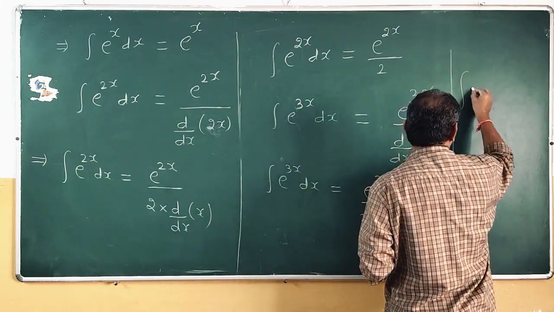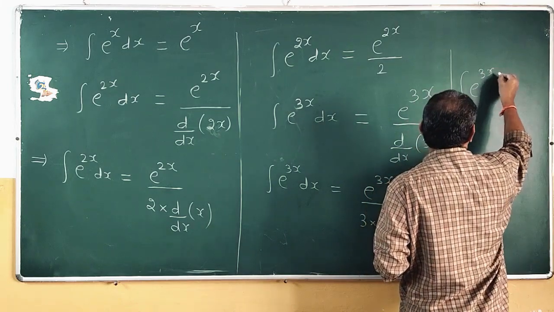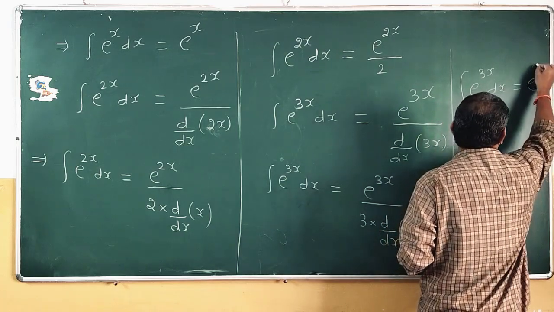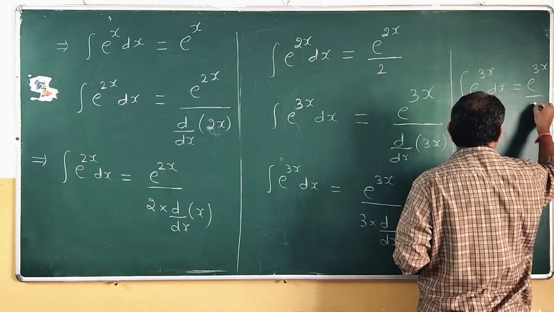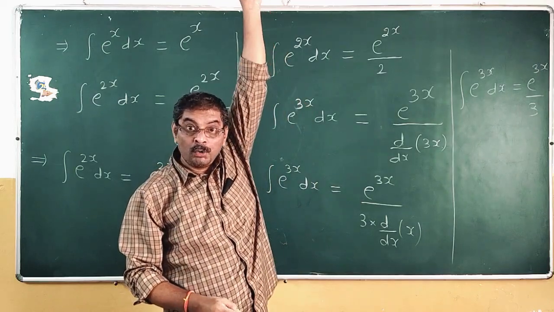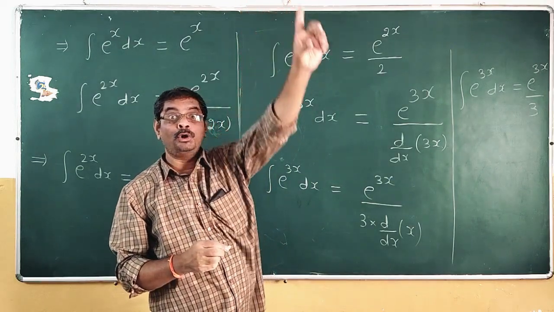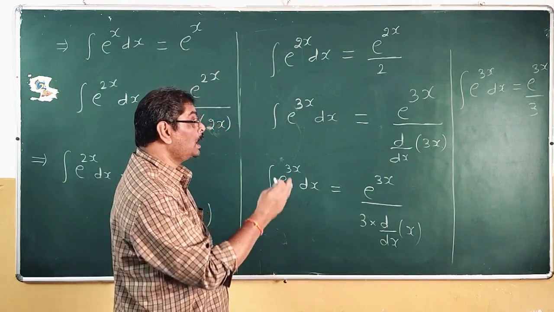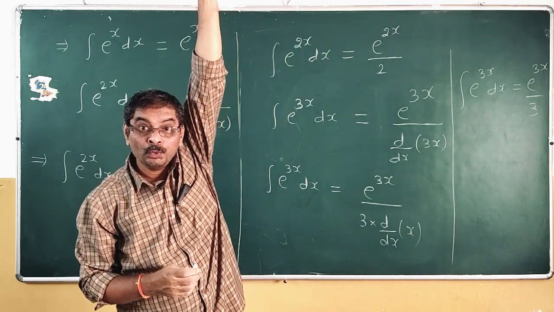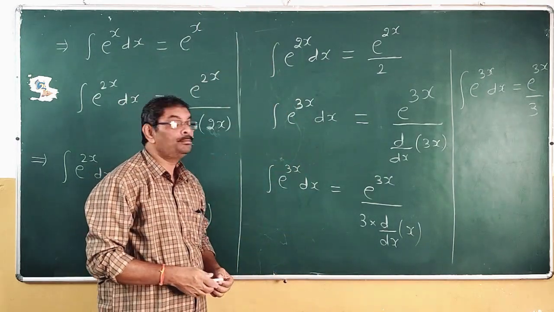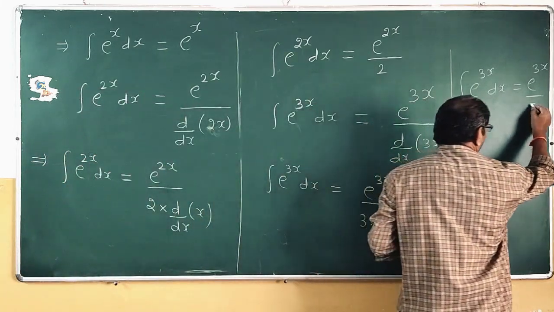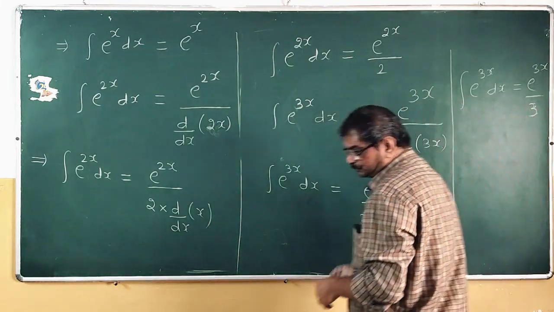So the integral of e^(3x) dx will be equal to e^(3x) divided by 3, since d/dx of x is equal to 1.